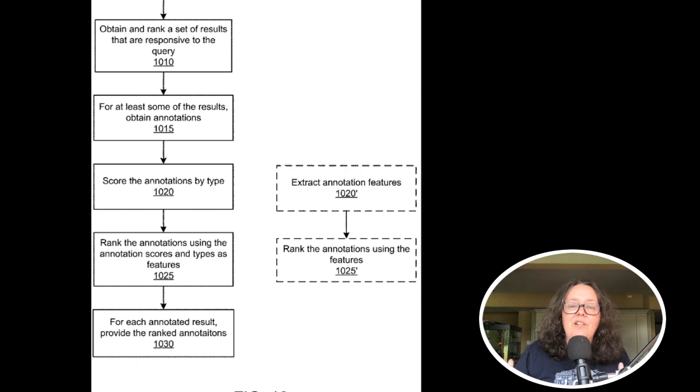And then for each annotated result, provide the ranked annotations. So they're not going to put every single annotation that they can extract. They're going to put the ones that are more likely to get the user to say, wow, this actually met my search intent. This actually answered the question that I came to Google to look for. So this all boils down to the thing that Google has been saying for as long as Google has existed: create good content, create content that truly answers the searcher's questions.